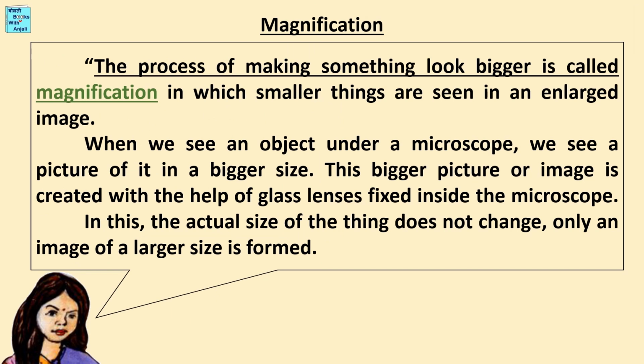The process of making something look bigger is called magnification, in which smaller things are seen in an enlarged image. When we see an object under a microscope, we see a picture of it in a bigger size. This bigger picture or image is created with the help of glass lenses fixed inside the microscope. In this, the actual size of the thing does not change. Only an image of a larger size is found.